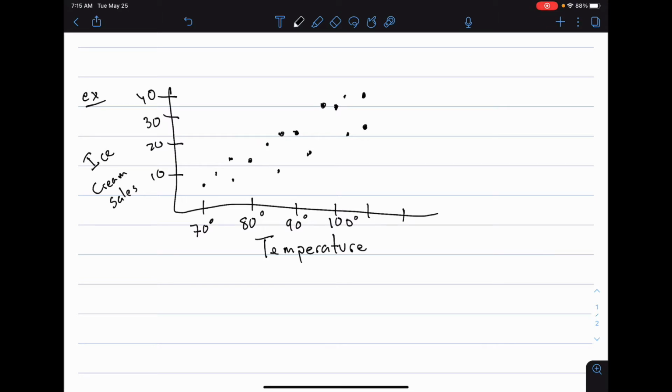So the relationship, la relación es, when it gets hot, you sell more ice cream. Cuando se pone más caliente, se vende más nieve, más helados. So this is what scatterplots are. So look at scatterplots.